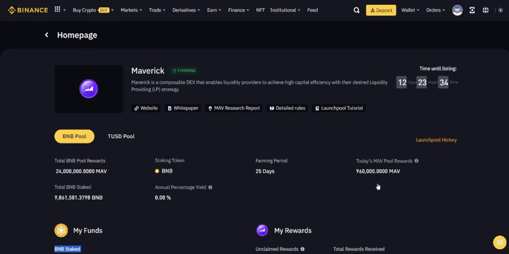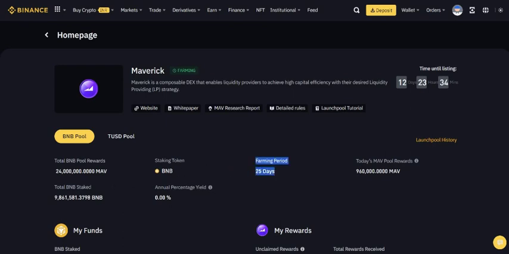Now with every hour, I will keep earning some Maverick Protocol tokens, which is the MAV token. Some other details about this are that of the 30 million Maverick tokens to be given out in Binance Launchpool, most of them are concentrated for BNB stakers. So 24 million is reserved for BNB stakers, which is 80% of the entire pool. The farming period is 25 days.